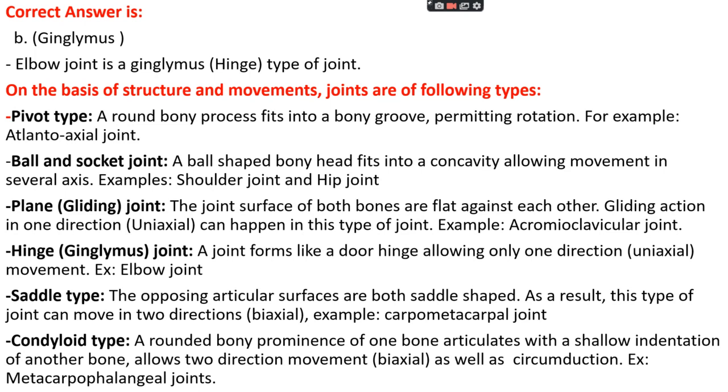Okay. Saddle type joints: the opposing articular surfaces are both saddle shaped. As a result, this type of joint can move in two directions, that is biaxial. Example of a saddle type joint is the carpometacarpal joint, that's the joint between carpal bone and metacarpal bone. Okay. And condyloid type joint: a rounded bony prominence of one bone articulates with a shallow indentation of another bone, allowing two directions of movement, biaxial movement, as well as circumduction. Example of this condyloid type of joint is the metacarpophalangeal joint, that's between the metacarpals and phalanges.